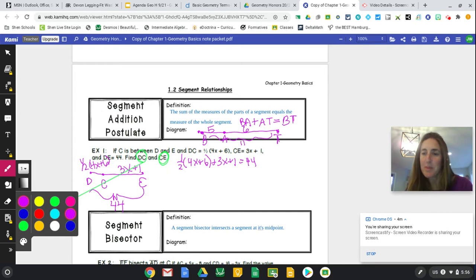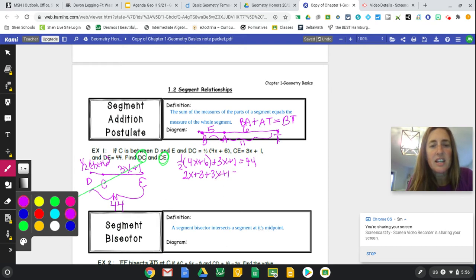And now I can just simply solve my algebraic equation. So 1/2 of 4x plus 6 is now 2x plus 3. That was nice. Plus 3x plus 1 equals 44. In other words, 5x plus 4 equals 44, or 5x is 40, or x is going to equal 8.